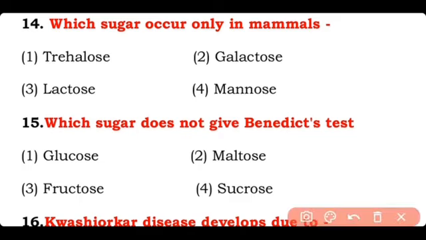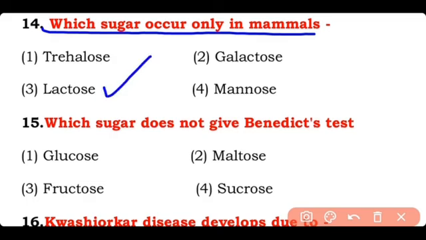Question number 14. Which sugar occurs only in mammals? Trehalose, galactose, lactose, mannose. So correct answer is option 3. Lactose is a sugar that is present in milk and it occurs only in mammals.